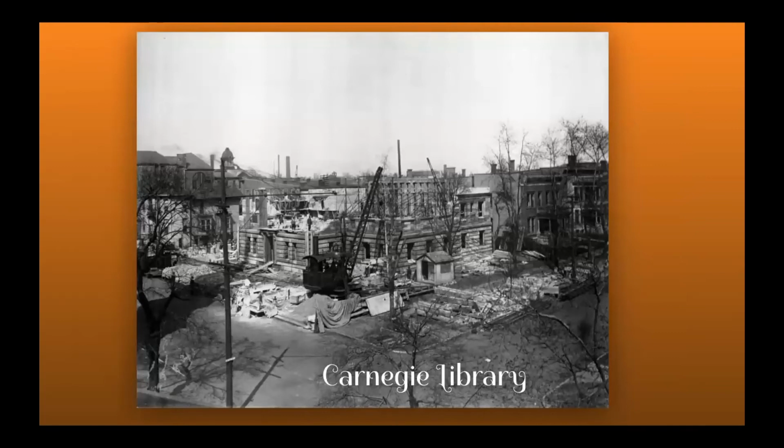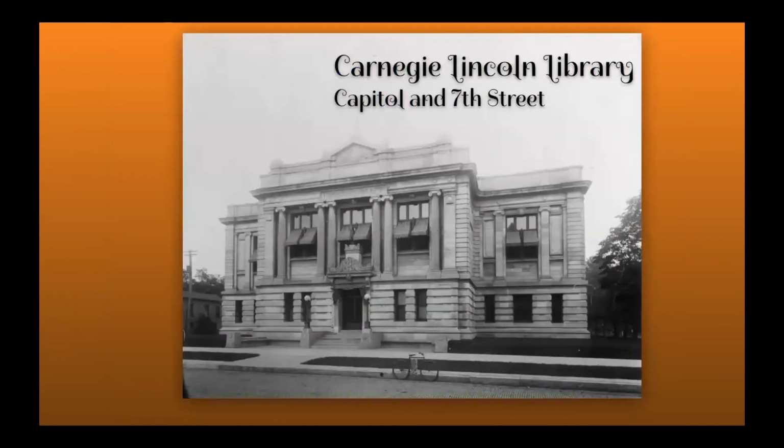Across town, other construction was underway. The Carnegie Library construction at 7th and Capitol also began in 1902. The new library, with its classical revival architecture, was dedicated in 1904, the same year Susan's home was completed. This library was torn down in 1974.